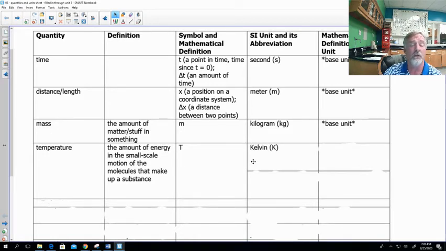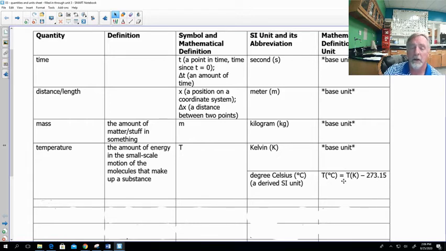Kelvin's the one we're usually going to use if we're doing some serious calculations, but we actually measure temperature in our thermometers in Celsius. So it's derived. Kelvin's the base one. Celsius is an offset from that. Kelvin is our base unit. So how do we get back and forth between Celsius and Kelvin? We simply take our temperature in Kelvin and we subtract 273.15, and that'll give you your temperature in Celsius.